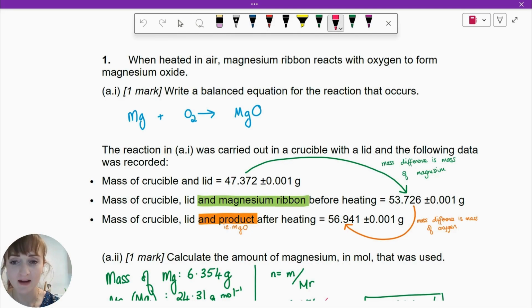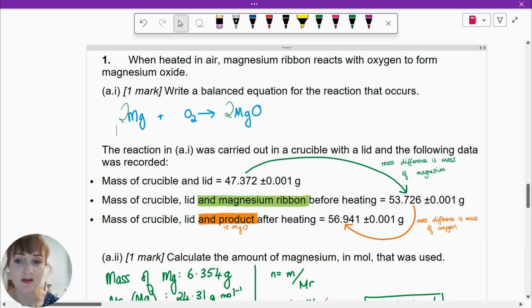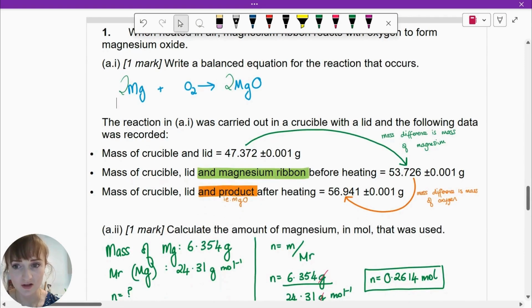Remember that when you have a metal and oxygen reacting together, they will form a metal oxide. Take time and make sure that you form the metal oxide correctly, remembering that magnesium has a +2 charge and oxygen has a -2 charge. So for those charges to cancel out, you need one of each to form a neutral compound. Then make sure that you balance it. Here I'd need to add 2 here and 2 here to correctly form that equation. The second part gives you information surrounding mass changes, as we discussed earlier.